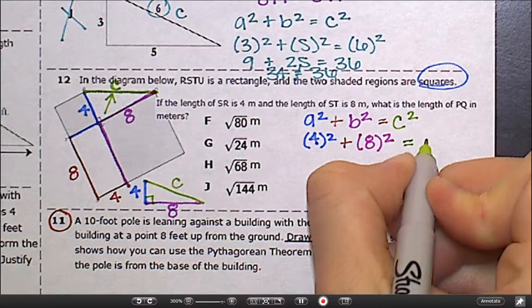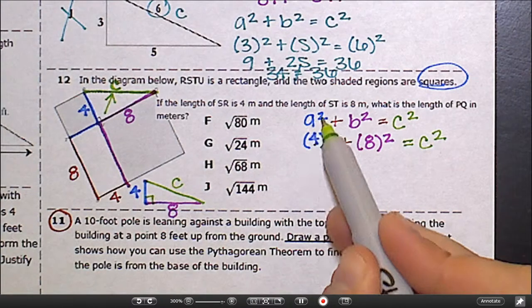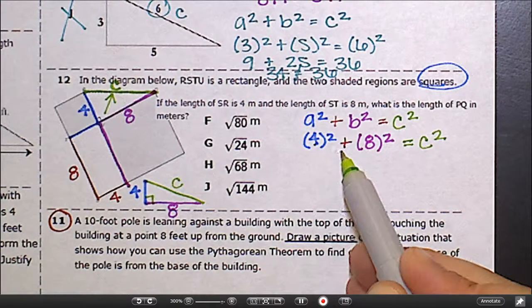equals C squared. Now I want to pause for just a second here. Whenever you're asked the question, well, what are we going to plug in for A? Don't say 4 squared. Okay, that's very important because A is 4. We're not plugging in 4 squared. We're plugging in 4, and then squared is part of the formula.